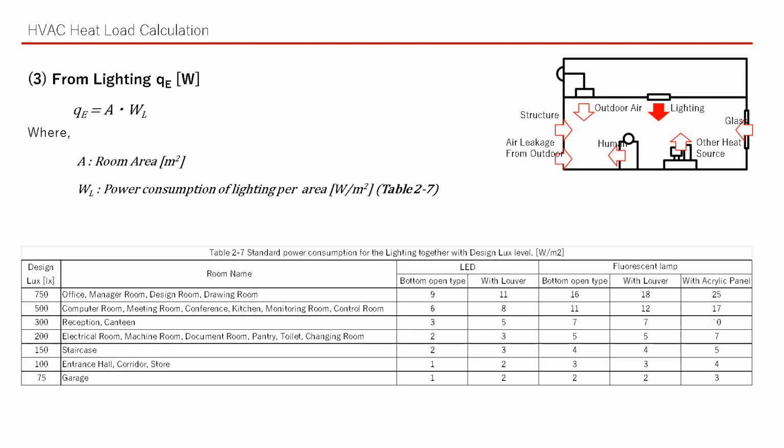We will explain the heat load from lighting fixtures. This formula is simple. It's just multiplying the area and the unit load. You can see table 2 to 7 for unit loads.